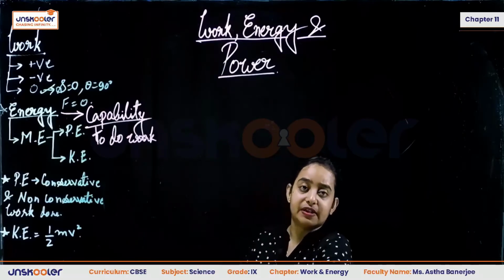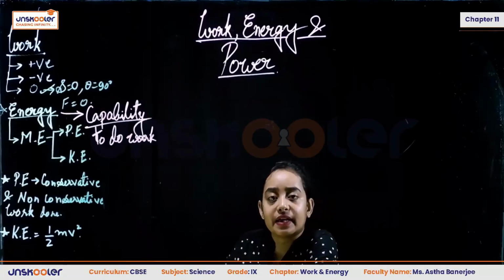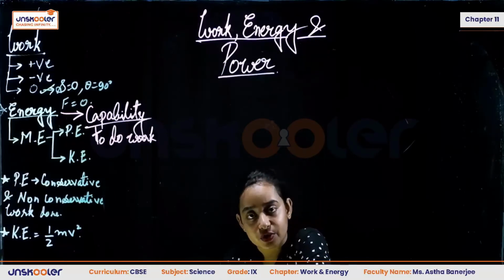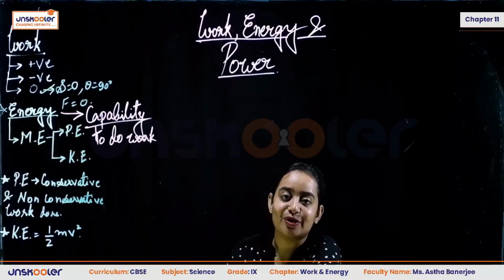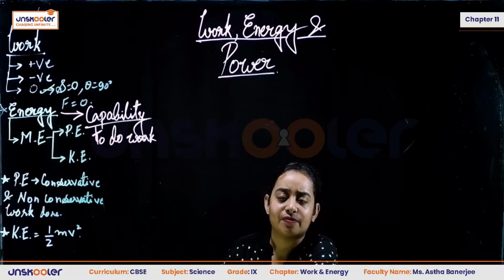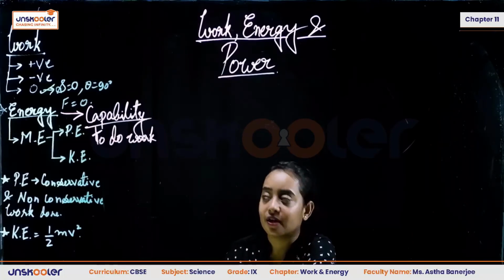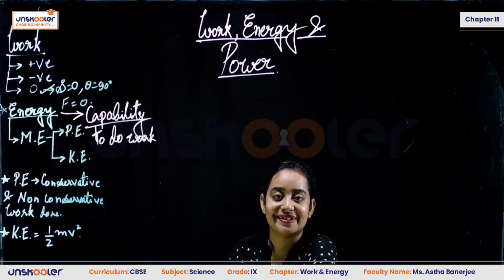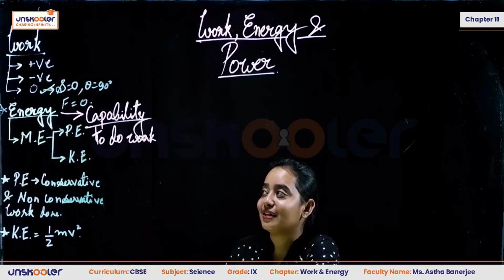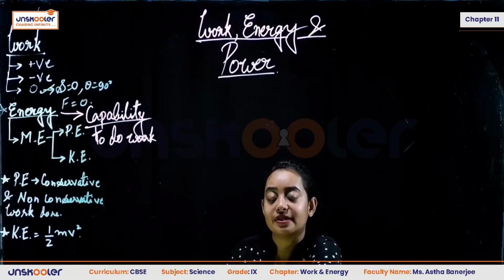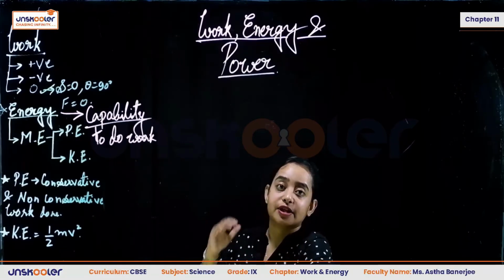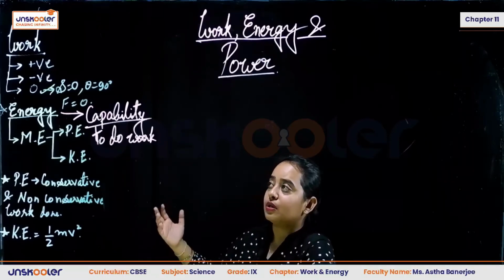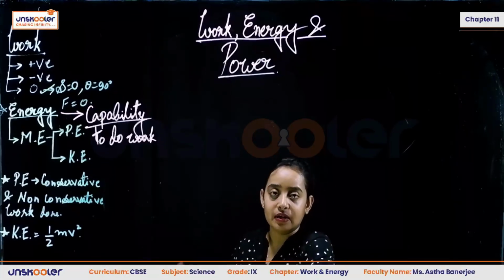So when energy is defined as capability to do work, technically there isn't much difference between work done and energy. It's just a matter of perception, maybe a few formulas. This isn't even a matter of unit, because the SI unit of energy is joule, and the SI unit of work done is joule as well. So the SI unit of both the things are the same.